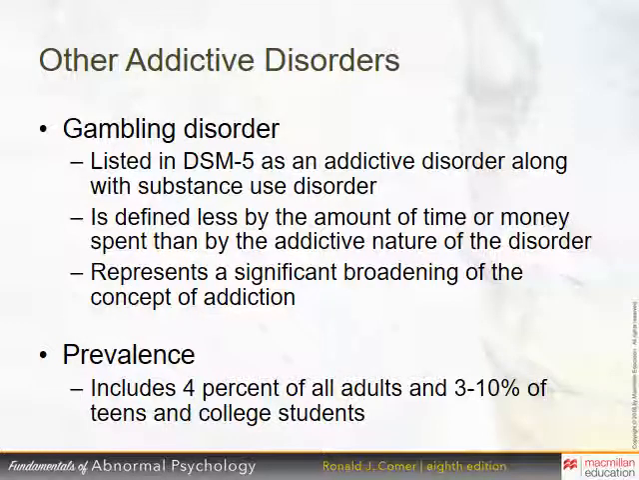So some other disorders that are included in addictive disorders include gambling disorder. It's listed in the DSM-5 as an addictive disorder along with substance use disorder. It's defined less by the amount of time or money spent than by the addictive nature of the disorder, and it represents a significant broadening of the concept of addiction. It impacts 4% of all adults and 3 to 10% of teens and college students.